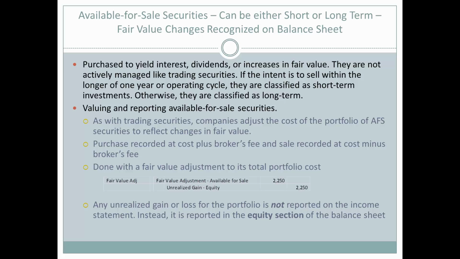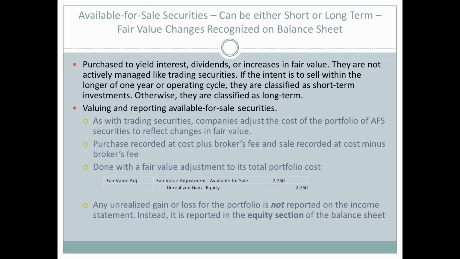So when we have a fair value adjustment on a financial statement period date when we're preparing them, the fair value adjustment will be a fair value adjustment available for sale to differentiate them from trading securities, and also to let the readers of the financial statement know the intent of why the company is holding this investment. And then the unrealized gain will go through the equity or the balance sheet. So it won't show up on the income statement, the unrealized gain. It'll be shown on the balance sheet.